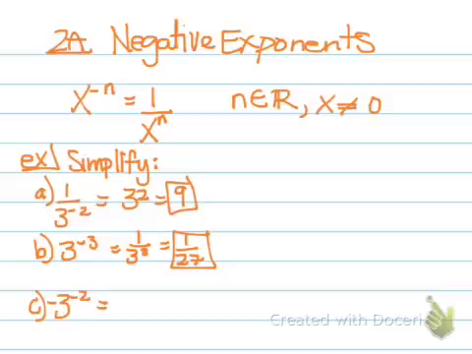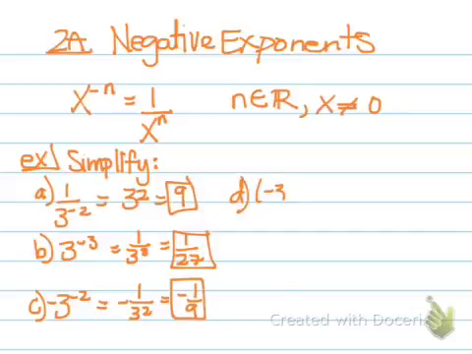Negative 3 to the negative 2 power. Now this negative that's out in front is going to stay out in front, so we'll just carry it over and write it out in front. And then 3 is what is affected by the power. So 3 to the negative 2 is 1 over 3 to the 2 power. So that's equal to negative 1/9.